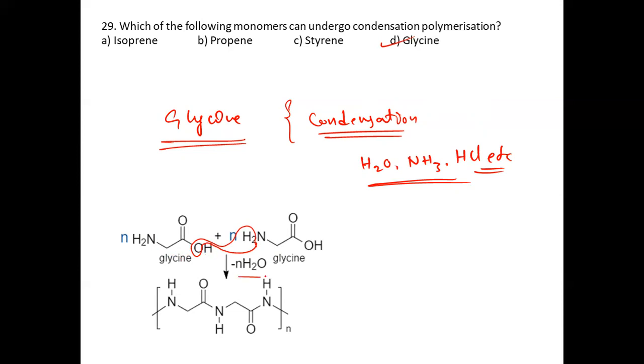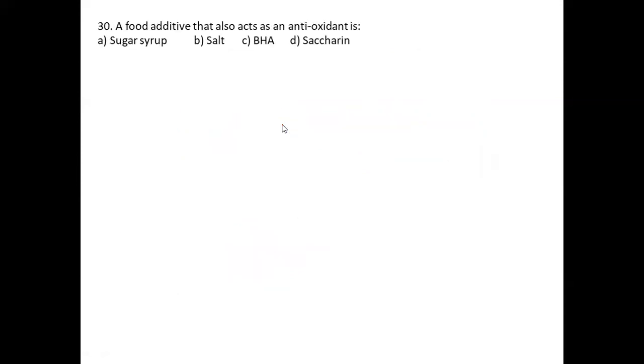So that which is going to liberate smaller molecules like water. And this type of reaction is known as condensation polymerization. So for question number 29, it's option D.